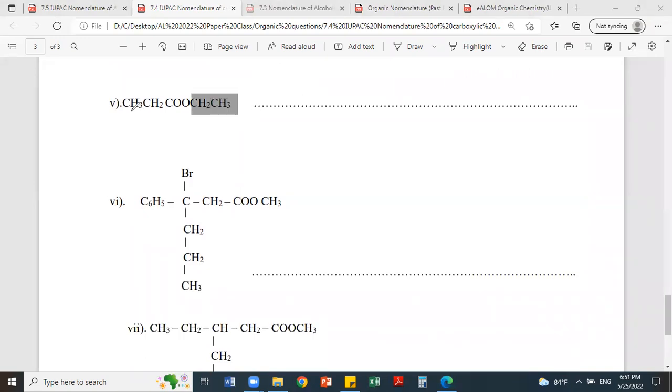and the other side you get 1, 2, 3. So it's propanoate. What is propanoate? This is the ethyl group, and this is propanoate. So you write here ethyl space propanoate. Propanoate.